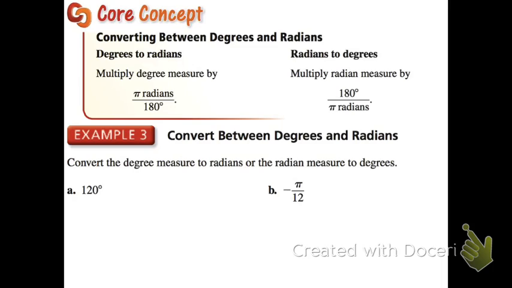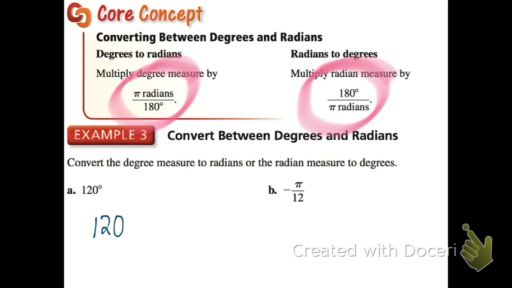Okay, so converting between degrees and radians. These are my two conversions. You'll want to write these down and make sure you know which one converts you from what to what. So this first problem, A, I'm converting 120 degrees into radians. So whenever I go from degrees to radians, I want to use the formula on the left, the pi over 180. So I'm going to take 120, and I'm going to multiply it by pi over 180.